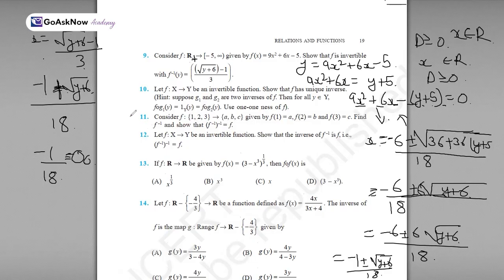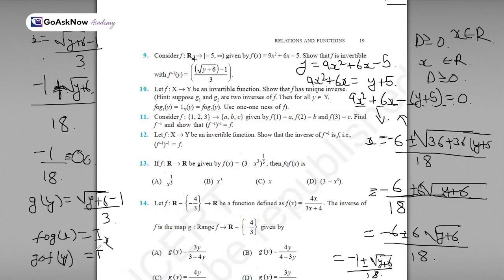And now if you define it as g of y, it is a similar method to what we have seen in the previous question. Now you should find f of g of x and g of f of y, and you will get I of x and I of y. That will show us that I of x is equal to x, and I of y is equal to y. They are showing that the function is invertible. And the value of the inverse is root of y plus 6 minus 1 upon 3.